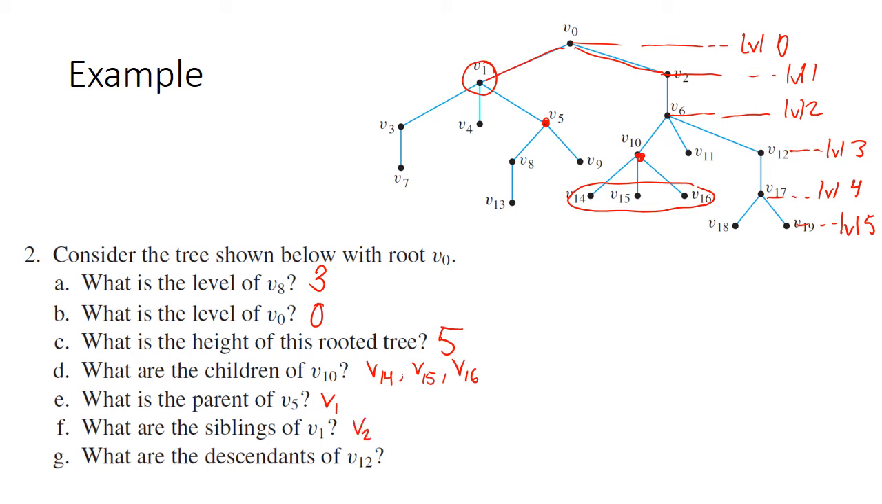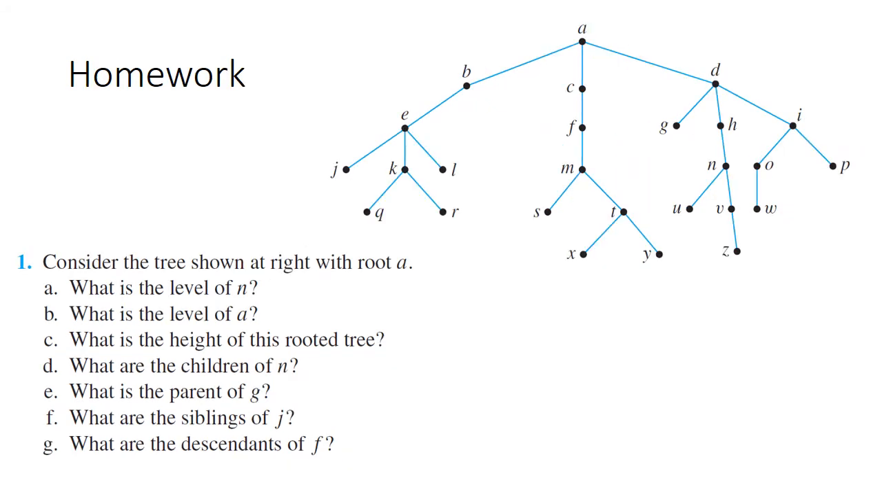Okay, what are the descendants of V12? V12 is here, so its descendants are going to be all the ones that are below it. So that's going to be V17, V18, and then V19. Okay, I hope that made sense to you. All right, so here is a homework problem for you to try. Go ahead and try these questions and then check your answers in the back of the book.